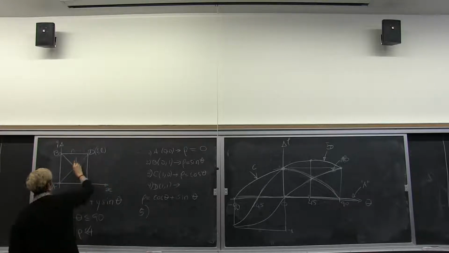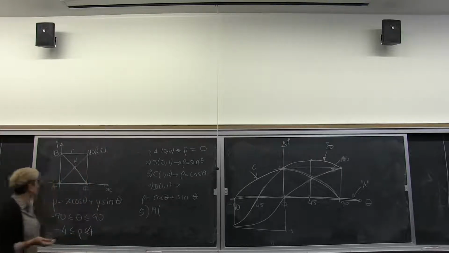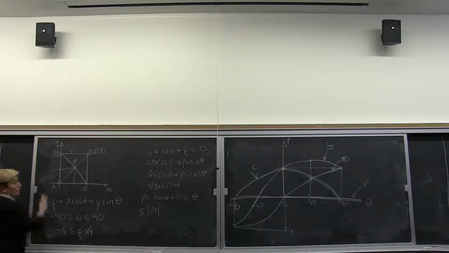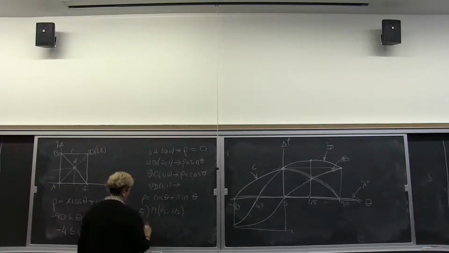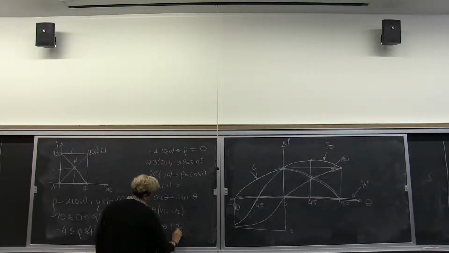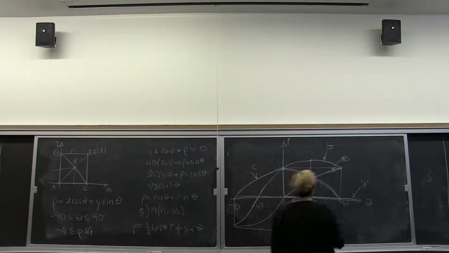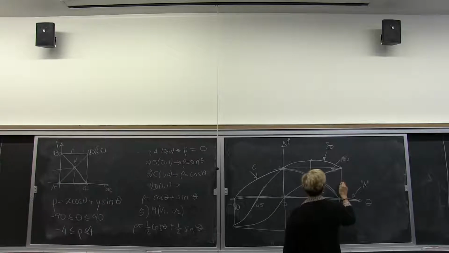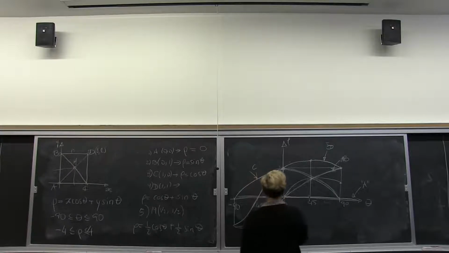Let's call this guy M. So what's the coordinates of M? Half and half, right? So rho is equal to 1/2 cosine plus 1/2 sine. So really what I need to do is scale this function by 2, right? So here, here.